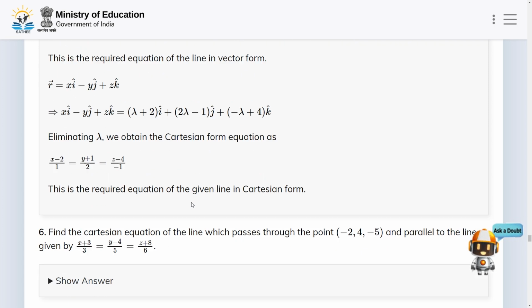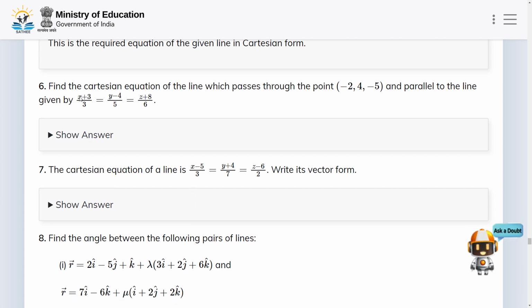Now the sixth problem: find the Cartesian equation of the line which passes through the point minus 2, 4, minus 5 and is parallel to the given line (x plus 3) by 3 is equal to (y minus 4) by 5 is equal to (z plus 8) by 6. So you have to find the Cartesian form of the line which passes through this point and is parallel to the given line. So your line is parallel to this line given here.